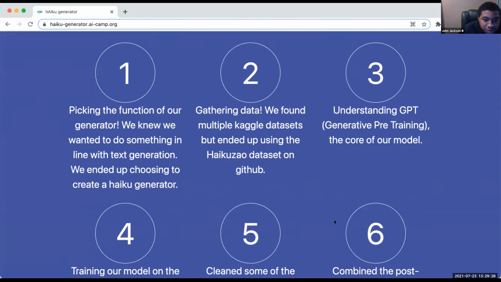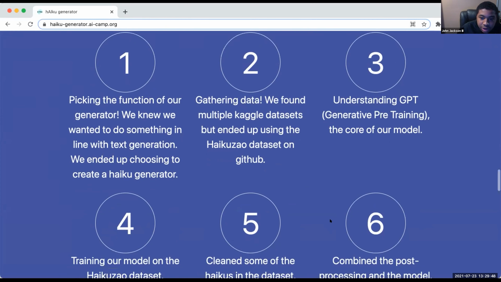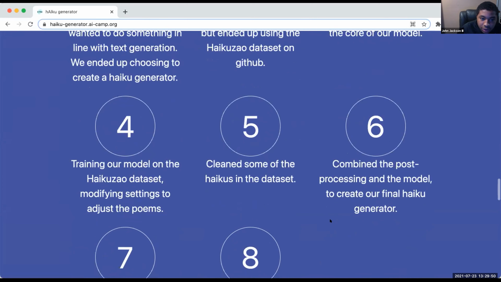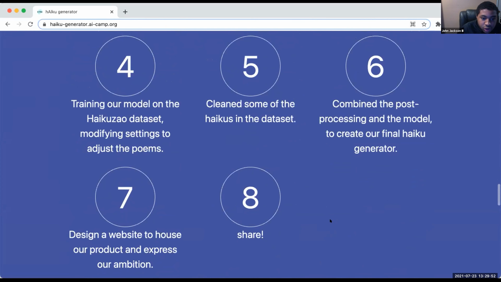Our first step was picking the function of our generator. We knew we wanted to do something in line with text generation, and we ended up choosing to do a haiku generator. Our second step was gathering data. We found multiple Kaggle datasets, but ended up using the Haiku Zhao dataset on GitHub. Understanding GPT was our third step. Generative pre-training was the core of our model. The fourth step was training our model on the Haiku Zhao dataset and modifying it to adjust the poems.